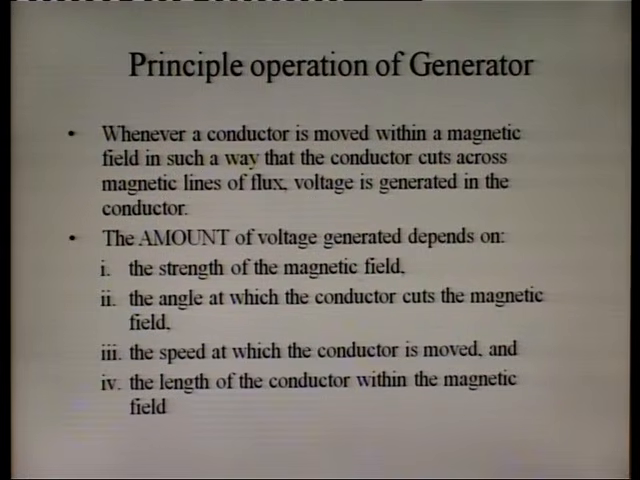Next is the principle of operation of a generator. Whenever a conductor is moved within a magnetic field in such a way that the conductor cuts across the magnetic lines of flux, voltage is generated in the conductor. The amount of voltage generated depends on the strength of the magnetic field, the angle at which the conductor cuts the magnetic field, the speed at which the conductor is moved, and the length of the conductor within the magnetic field.